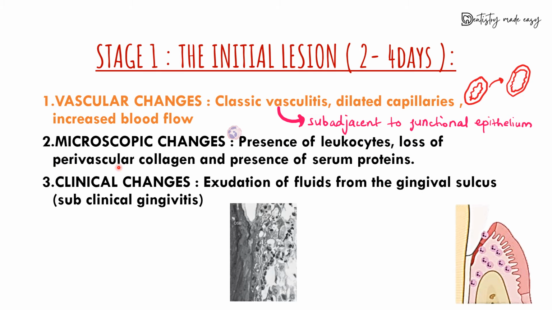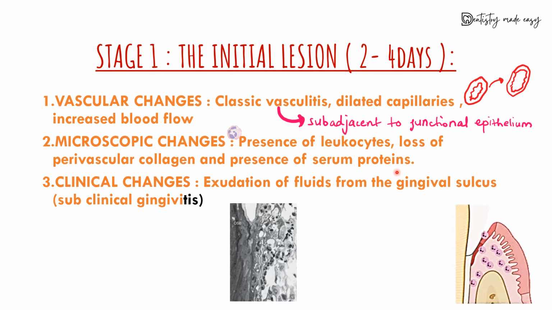Then there is loss of perivascular collagen because of the activity of the bacteria and leukocytes. Then there is presence of serum protein because of the exudate. So the plasma fluid has escaped out and it contains protein, so there is presence of serum protein. Now clinical changes: you will see exudation of fluid from the gingival sulcus. This stage 1 is known as subclinical gingivitis. Why? Because as such you won't see any prominent or major clinical feature in gingivitis. It is just the exudation of the fluid from the sulcus.